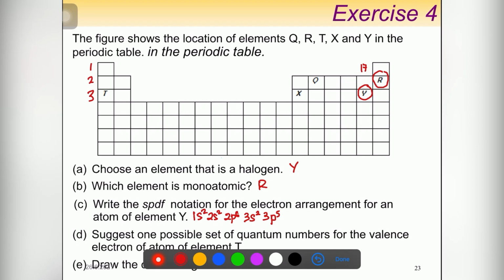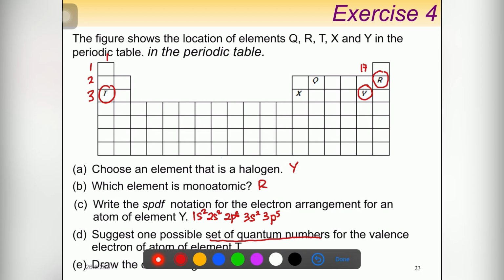Suggest one possible set of quantum numbers for the valence electron of an atom of element T. Okay, element T here is located in period 3, group 1. It shows that it has 1 valence electron. So it needs one possible set of quantum numbers for the valence electron. As I told you, a set of quantum numbers is the combination n, l, m, s.